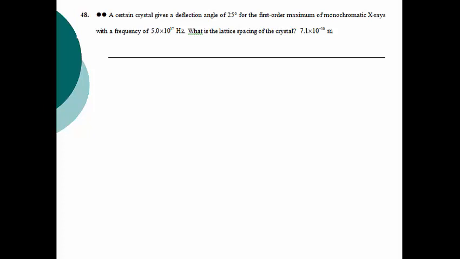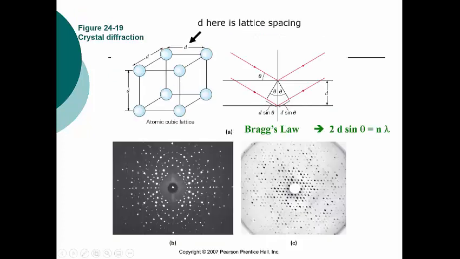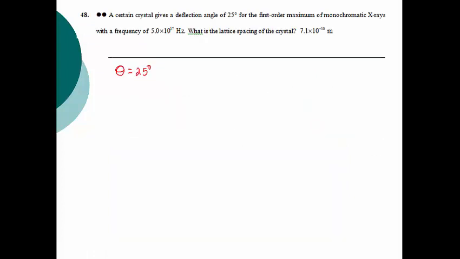So here, right, we have a certain crystal gives a deflection angle of 25 degrees. That's our theta, right? We can determine that from our picture, right? We can see what the scattering, right, looks like, or the deflection. It's the first order, so n is equal to 1. We have X-rays that have a frequency of 5 times 10 to the 17th hertz, right? And we want to know what is the lattice spacing of our crystal. So we want to find D.